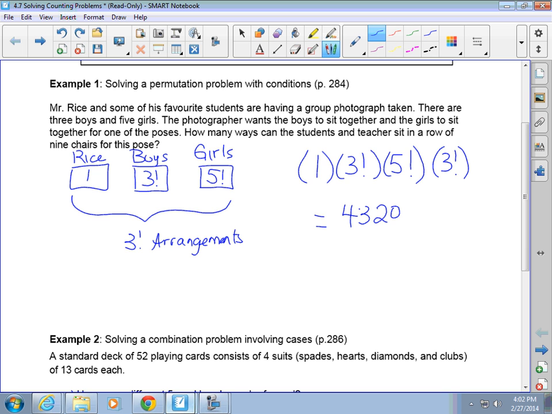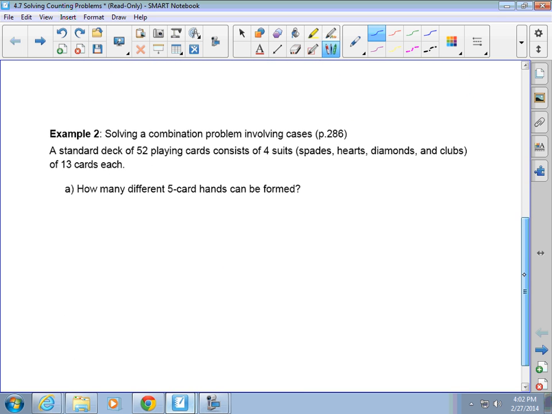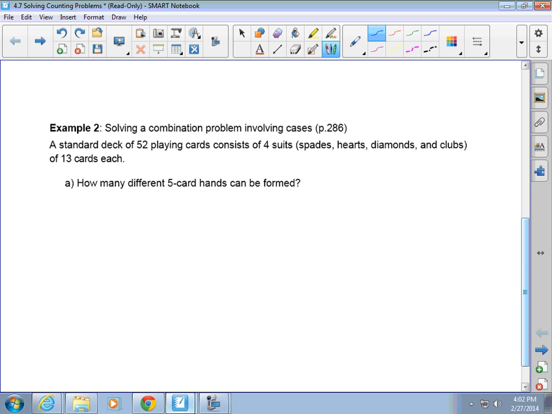Example 2. Looking at problem solving involving cases, and we did some of these. When we're looking at cases, those are the questions that say at least, or no more than, or have to be 6, something like that. So it says a standard deck of 52 playing cards consists of 4 suits, spades, hearts, diamonds, and clubs, of 13 cards each. How many different 5-card hands can be formed? So this is a choice question. We're choosing cards. It doesn't say in here that we have to find the number of arrangements we can have if hearts are picked first or whatever. This is just saying how many different 5-card hands can we have.